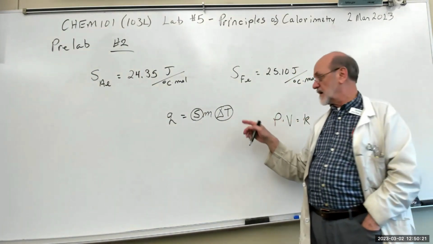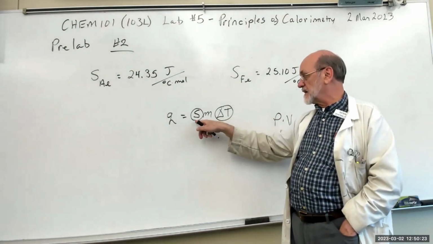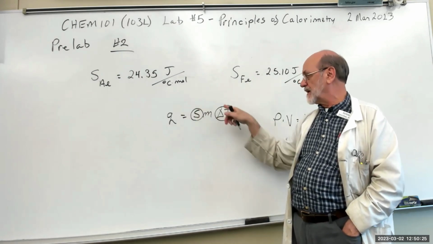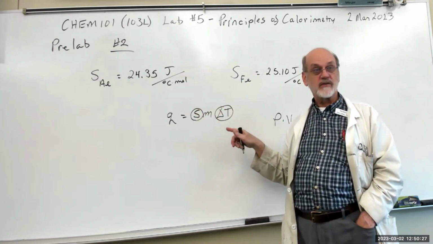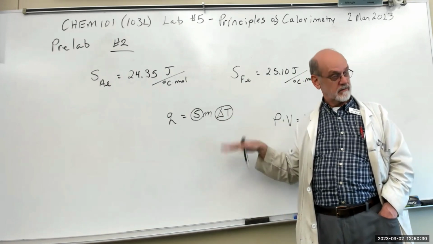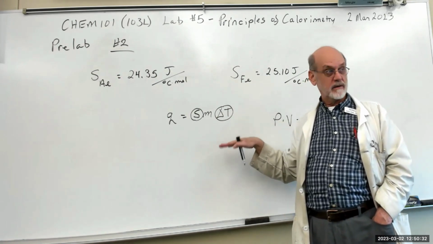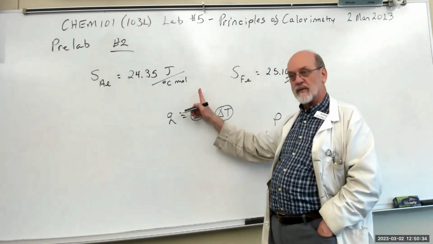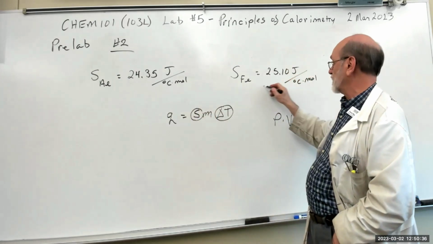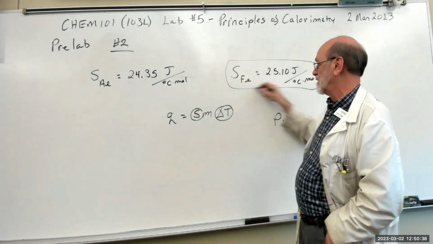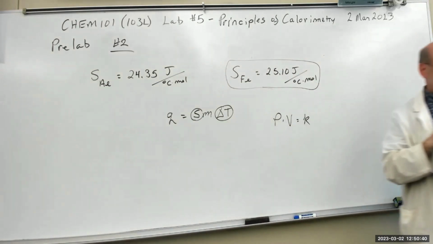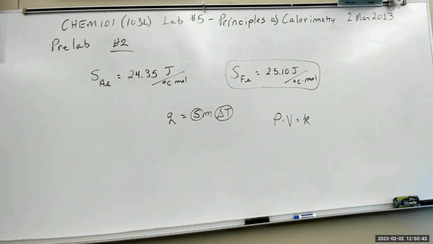That means if this one goes up, the change in temperature goes down, and that's what we want. We want the change in temperature to be lower. So we want this one to go up. So that means, based on heat capacity only, iron's the best choice.